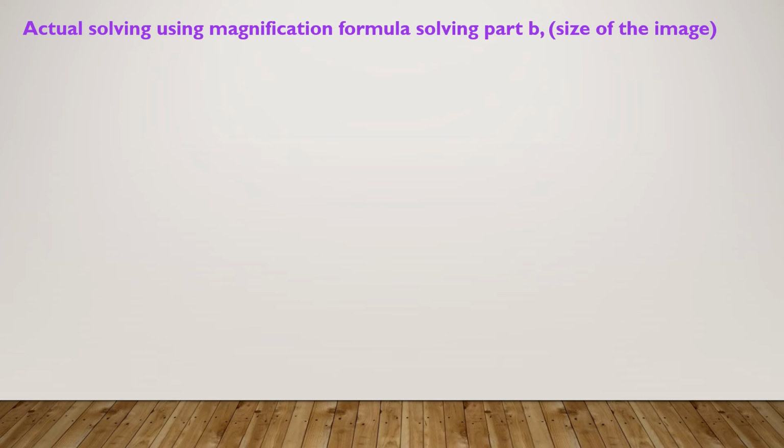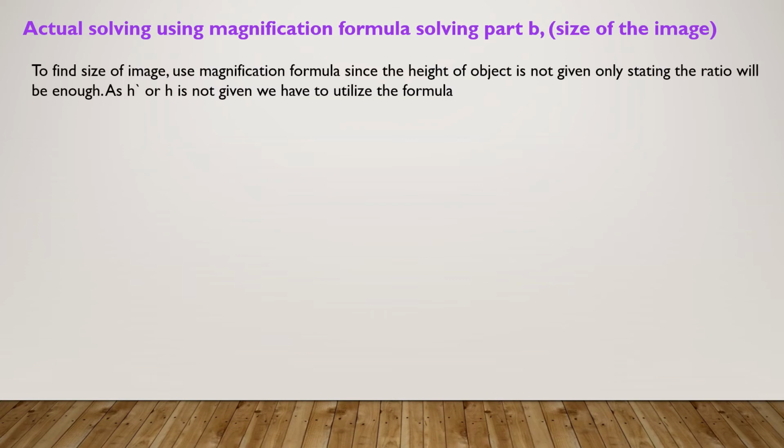All these points keep telling you the right direction. Now in this slide let us start solving the second part, that is, we have to find the size of the image using the magnification formula. Before solving we have to keep in mind that we have not been given h dash or h, that is, the height of the image or the height of the object. Hence we are left with only one magnification formula, which involves the image distance and the object distance. So we have to use this formula since h dash or h is not given. You should remember which formula to use depending on the information given to you.